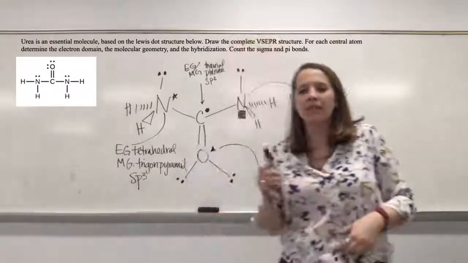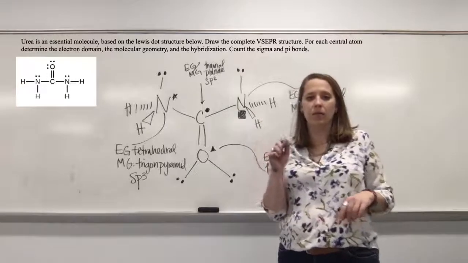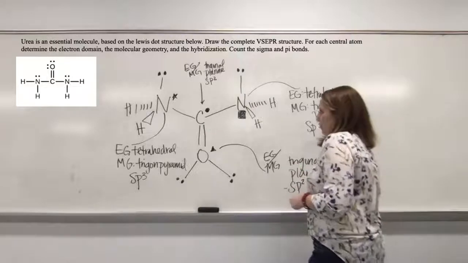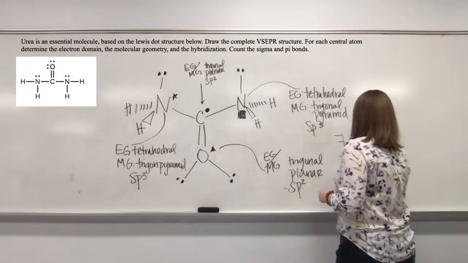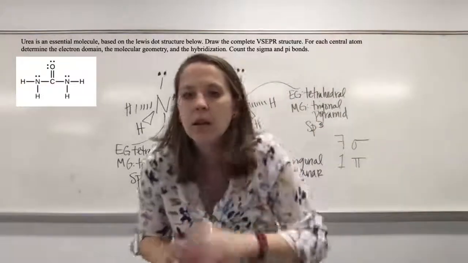Michael asks, is it 7 sigma and 1 pi? Because I forgot about that. And yes, there are 7 sigma bonds and 1 pi bond. Thank you for letting me know that.